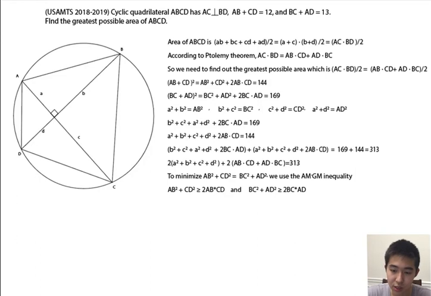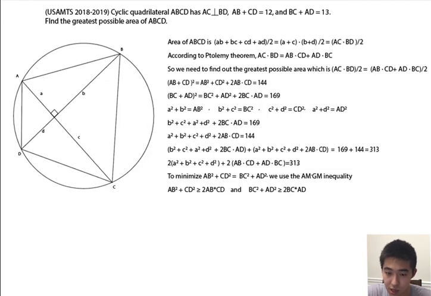So essentially, the AM-GM inequality states that the arithmetic mean of a set of positive reals is greater than or equal to their geometric mean. So in this case, if we apply it to AB and CD, then we have that AB squared plus CD squared is greater than or equal to 2 times AB times CD. And then if we apply it to BC squared and AD squared, then we have BC squared plus AD squared is greater than or equal to 2 times BC times AD.